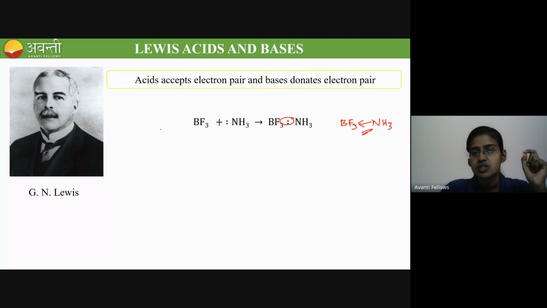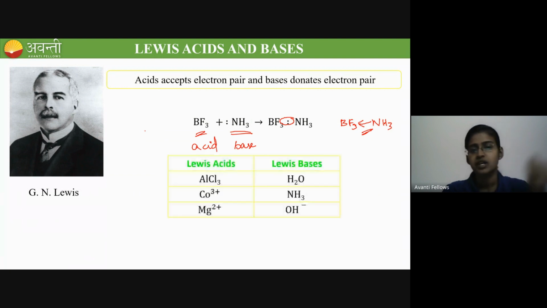So this nitrogen of NH3 is donating its electron pair, so that's why it is called a base. And this BF3 is accepting the electron pair from NH3. So BF3 is called an acid. Clear? I'll give you some examples for Lewis acids and bases. AlCl3, Co3 plus, magnesium 2 plus, all the metal ions fall under Lewis acids. And since aluminium belongs to group 13, mostly the group 13 elements will behave as Lewis acids. Boron is also a Lewis acid because boron is a 13th group element.